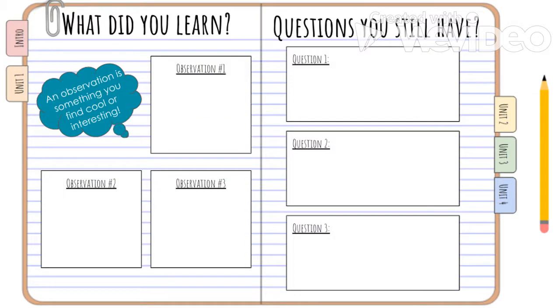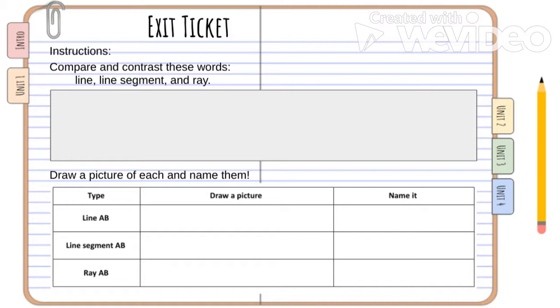After you're done with the Desmos card sort activity, please let me know. What did you learn? Do you have any questions? Is there anything that came up that you still don't understand? That way I can cover these in class. And then last but not least, your exit ticket. Complete your exit ticket. Compare and contrast these words: line, line segment, and ray.